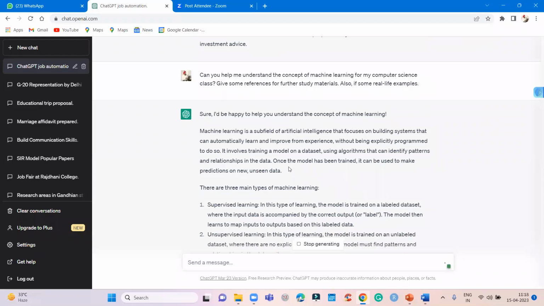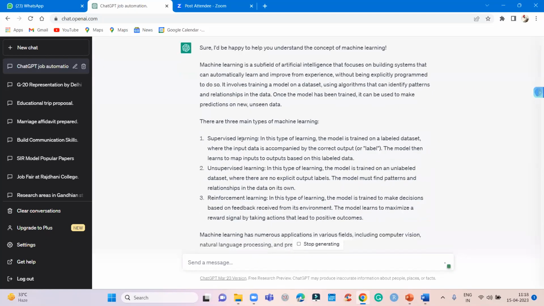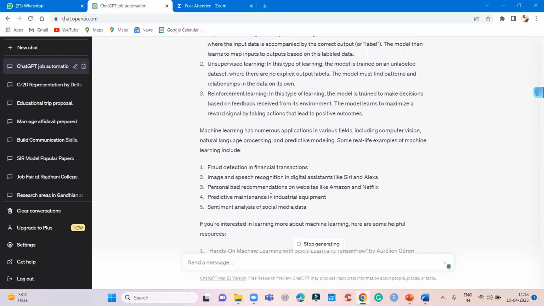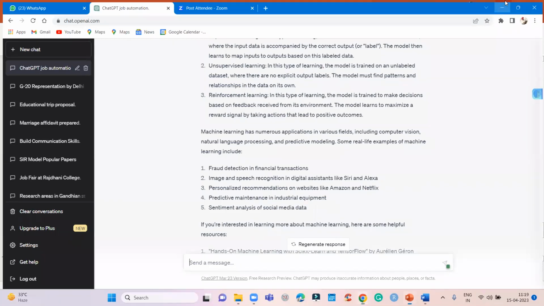So it gives the concept. Those who are learning this on their own understand what is supervised learning, what is unsupervised learning, what is reinforcement. It also gives examples of where you use machine learning. It is fine. But now the point is, can it help me to study all this? Is there any prompt from which it can engage me the entire summer?